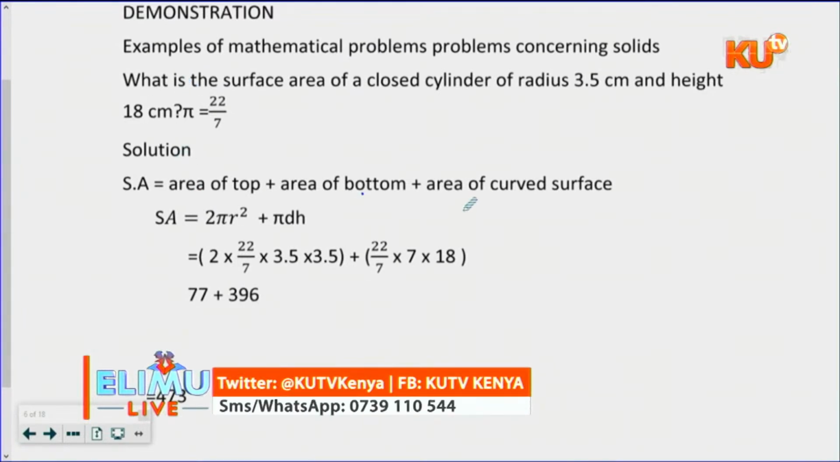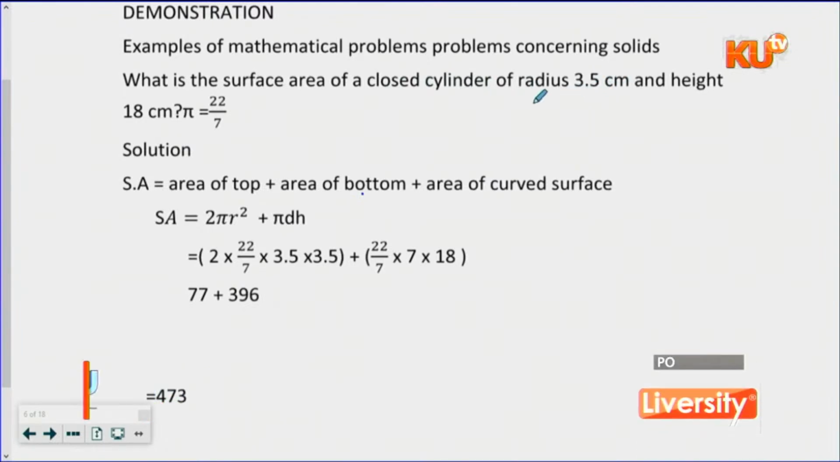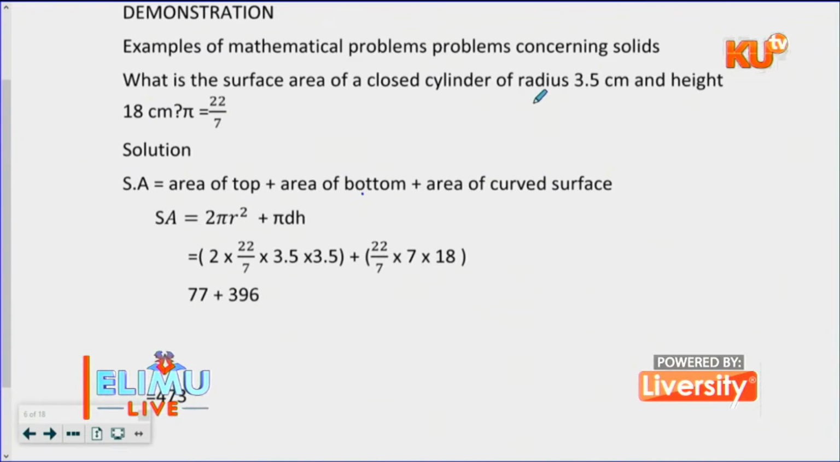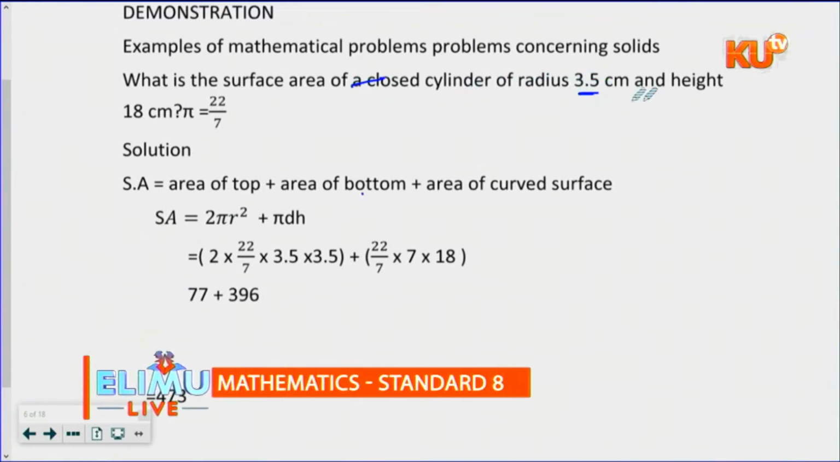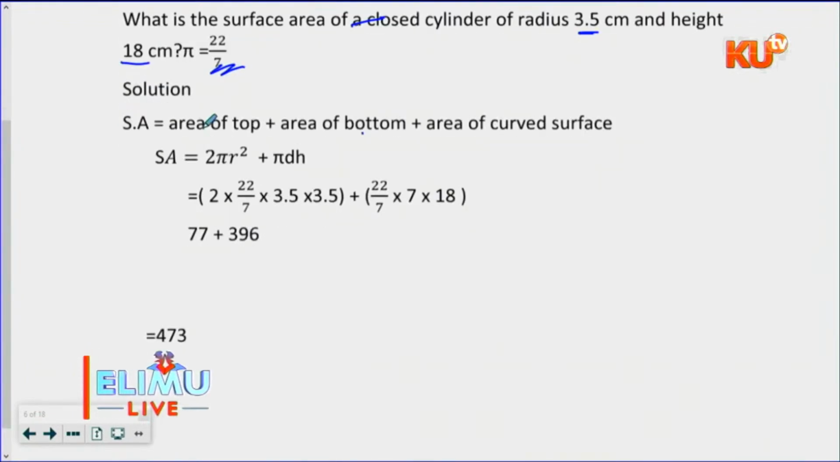And we have a question here. Example 1. What is the surface area of a closed cylinder whose radius is 3.5, and we also have a height of 18, and pi is 22/7? We come to the formula we learned earlier.